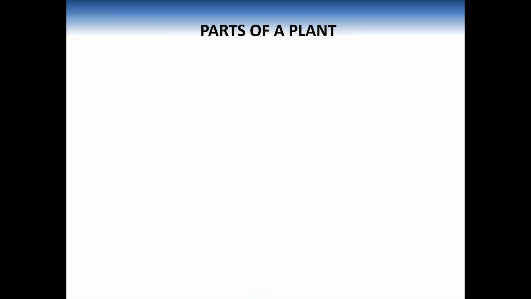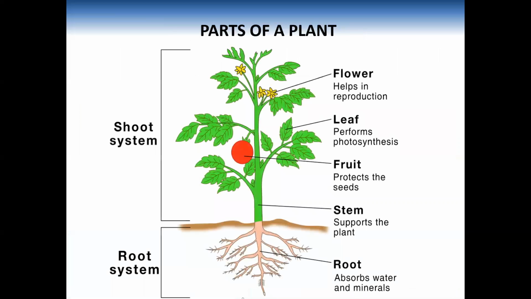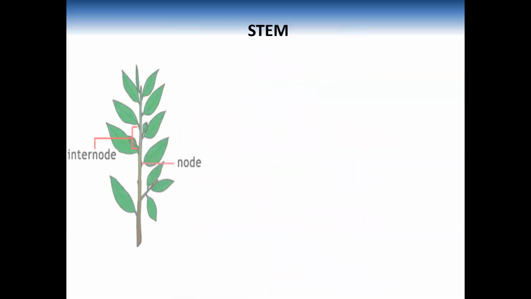Let us discuss different parts of a plant. So this is a plant. Two types of systems are present in a plant: shoot system and root system. Shoot system consists of flower, leaf, fruit, stem, whereas root system consists of root.